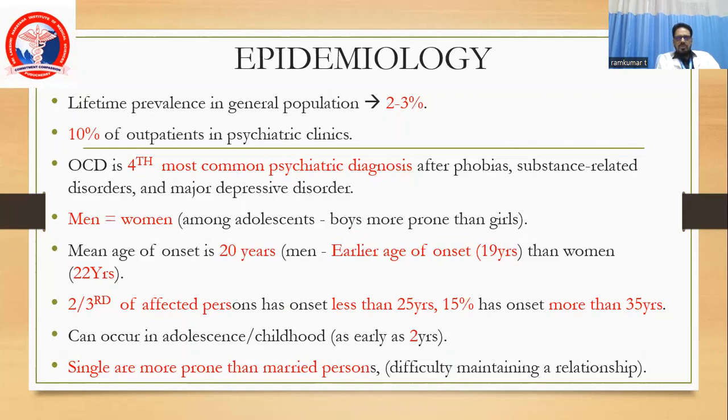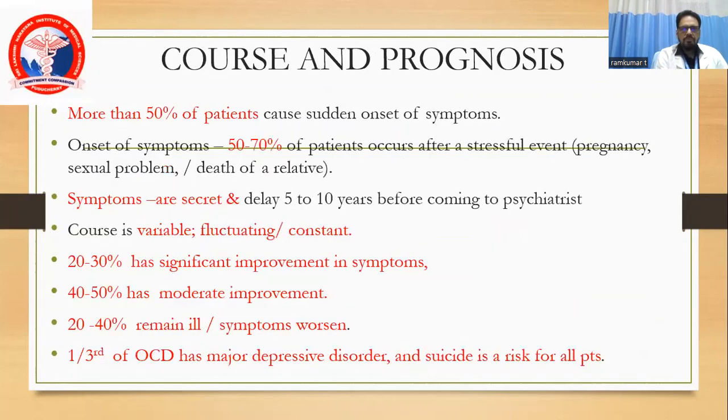Two-thirds of affected persons have onset before 25 years of age. 15% have onset after 35 years. It can occur in adolescence or childhood. Single persons are more prone than married persons. There is difficulty maintaining a relationship.